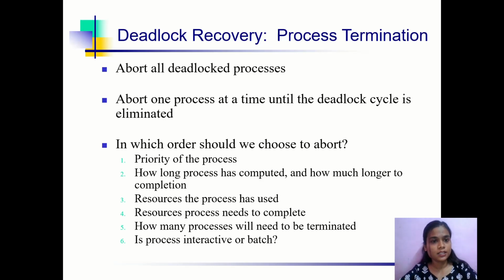Deadlock recovery by process termination: abort all deadlocked processes, or abort one process at a time until the deadlock cycle is eliminated. In which order should we choose to abort? First, the priority of the process, how long the process has computed and how much longer to completion. Third, the resources the process has used and the resources the process needs to complete. How many processes will need to be terminated? Is the process interactive or batch?